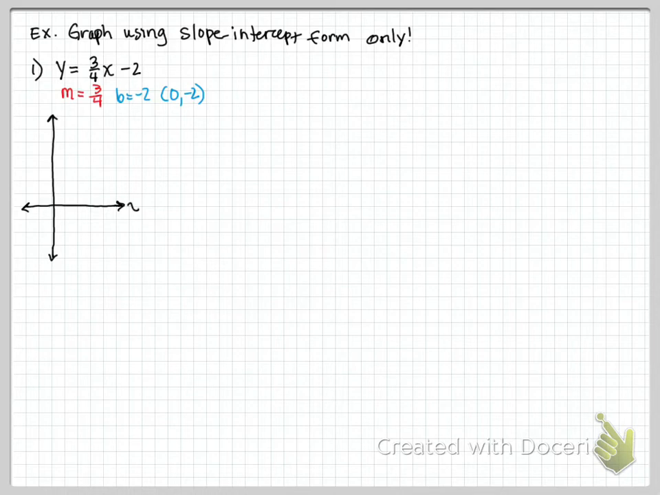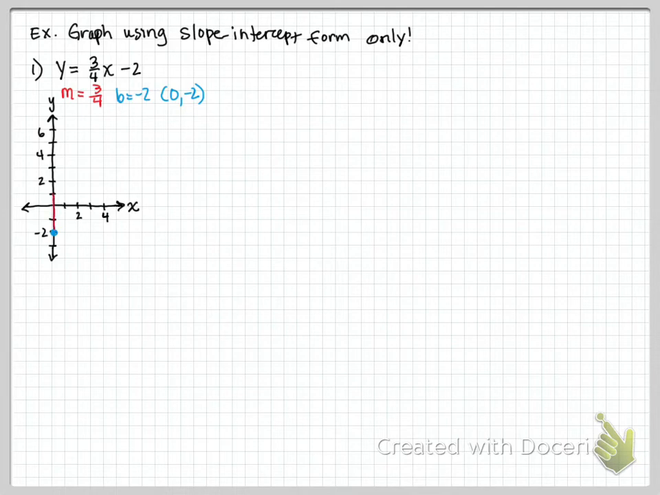I need those 4 arrow caps, and I need to label the x-axis on the right and the y-axis at the top. I'm going to make marks at the lines of the graph paper. I'm going to label every other number. Okay, so I'm going to start with my y-intercept at 0, -2. Now from there, I'm going to rise up 3.